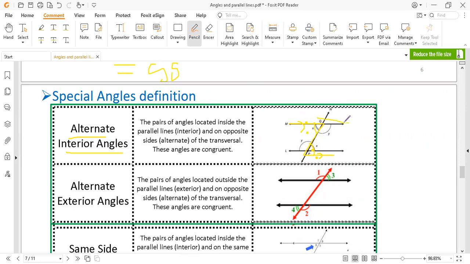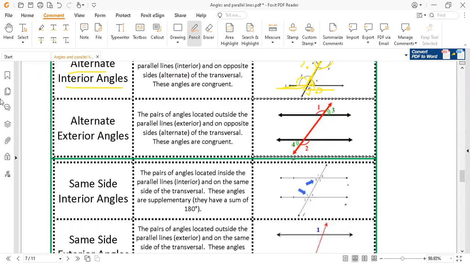We also have a different Z, a Z in the opposite, reversed direction. So the interior angles here and here are equal. So we can say that the pairs of angles located inside the parallel lines and on opposite sides of the transversal are congruent, identical. What do we mean by alternate exterior angles? So we have these two parallel lines.